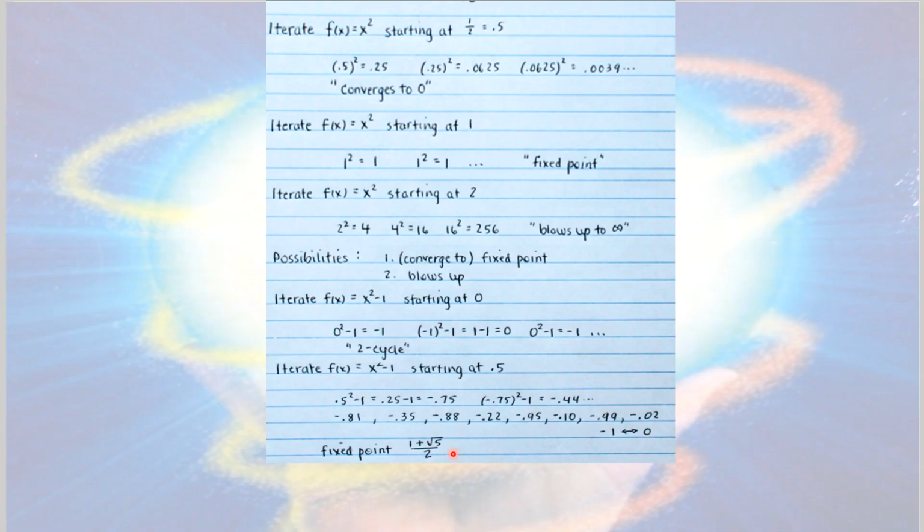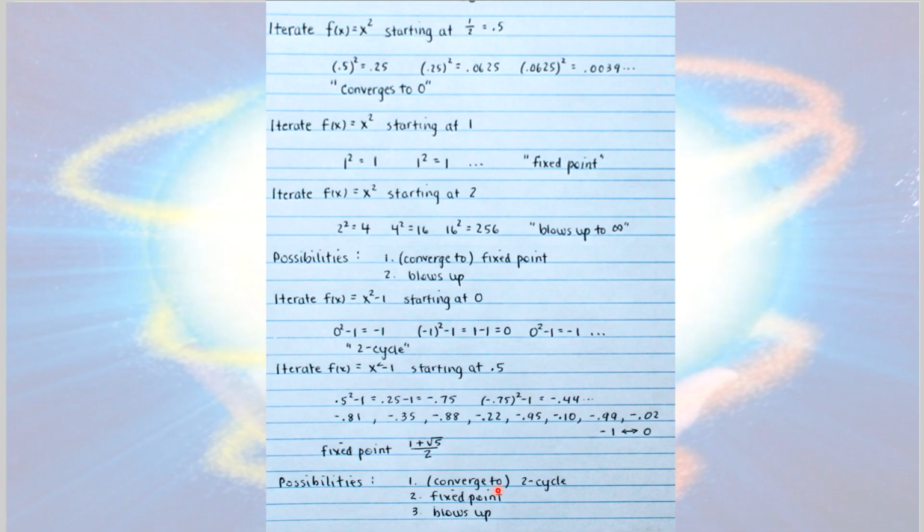Now this function also does have a fixed point. If you want an algebra challenge, show that 1 plus the square root of 5 over 2 is a fixed point for x squared minus 1. So this function can converge to a two-cycle, repeat a fixed point, or blow up to infinity.